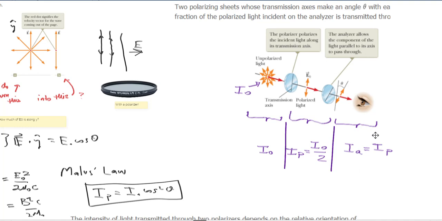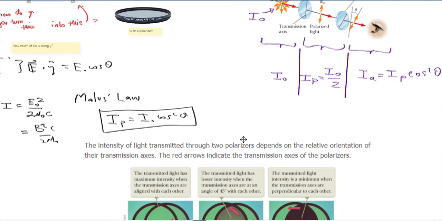And then we have to use Malus's law for this one. This is I_P cosine squared theta. So if you just remember the fact that the polarized light is half of the unpolarized light intensity, and the intensity coming out of the analyzer is just I_P times cosine squared theta, you can solve all of the problems in this chapter. Well, for this homework anyway.